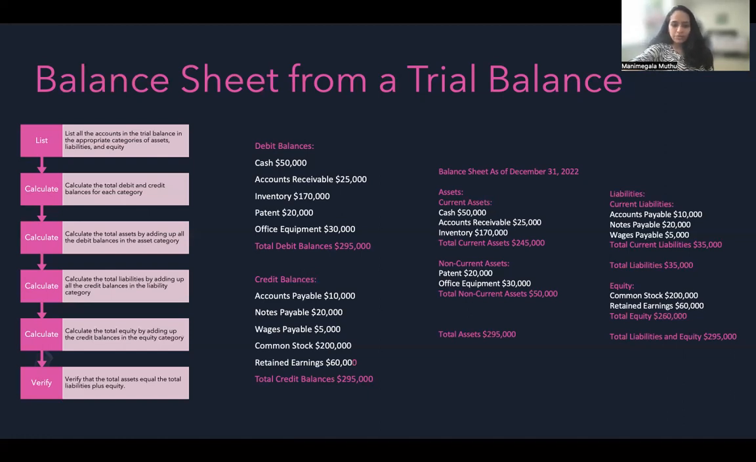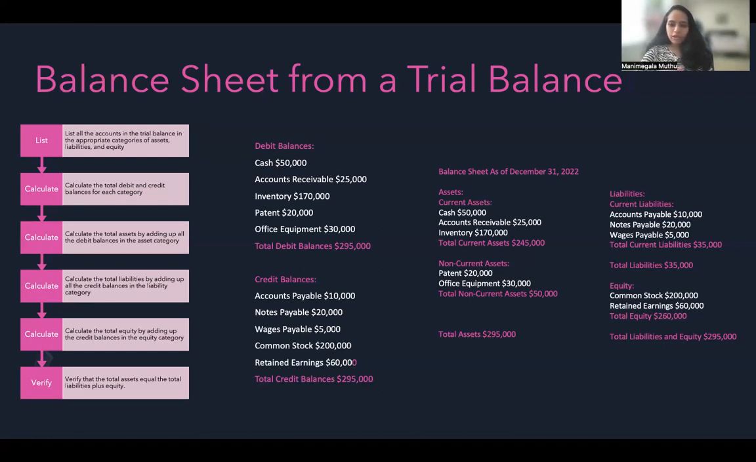Similarly, we do the same thing for credit balances, but the only difference is the credit balance will go into liabilities and the current liability, the highest one is going to be what we need to pay off immediately. Like accounts payable, notes payable, and wages payable, we have to do it immediately. We can't hold off on this for another year or something. So it's listed over there. Let's say if we have a long-term loan, it would go under another category called non-current liability.